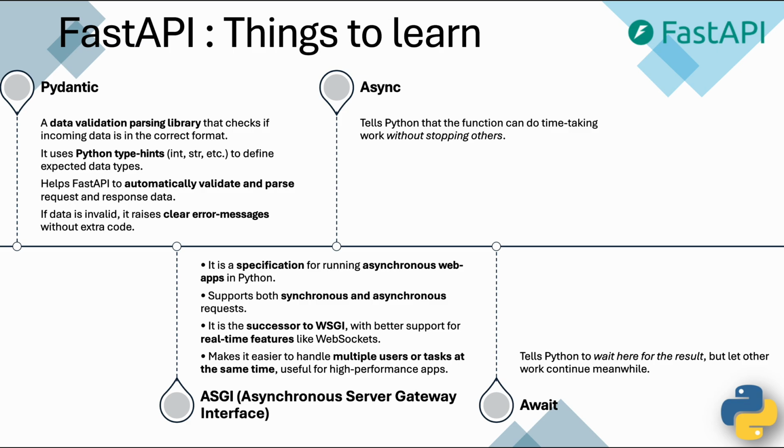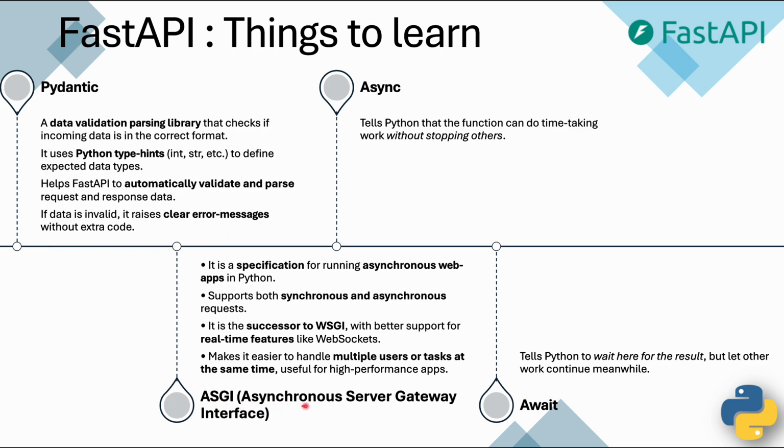FastAPI things to learn. Pydantic, a data validation and parsing library that checks if incoming data is in the correct format. It uses Python type hints, int, str, etc., to define expected data types. It helps FastAPI automatically validate and parse request and response data. If data is invalid, it raises clear error messages without extra code.